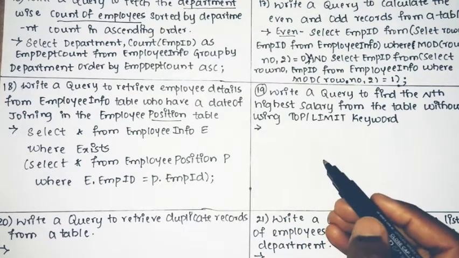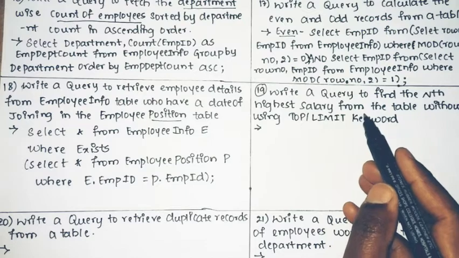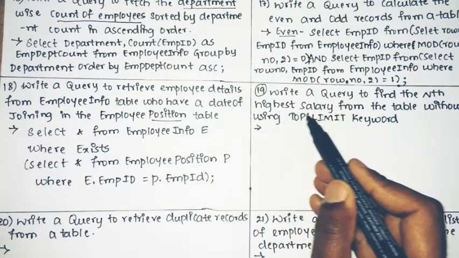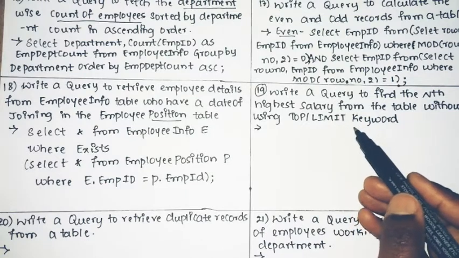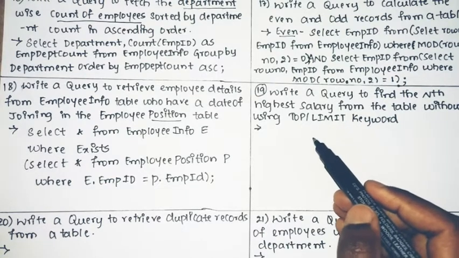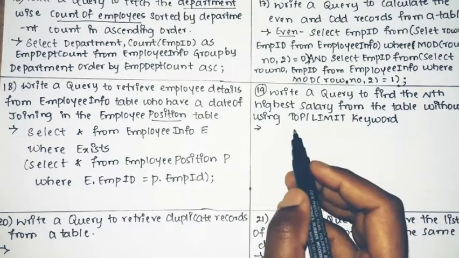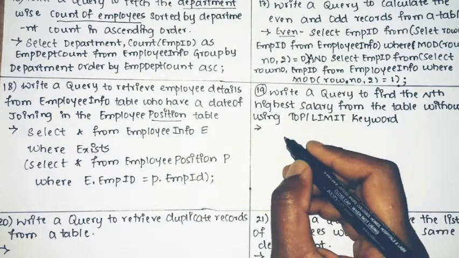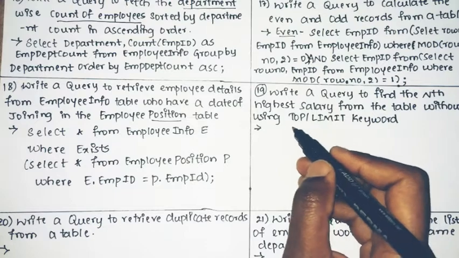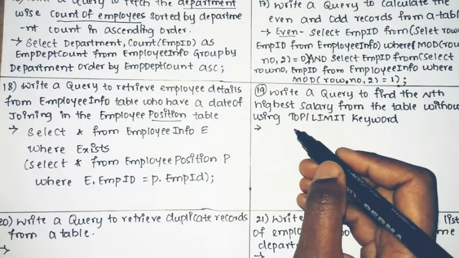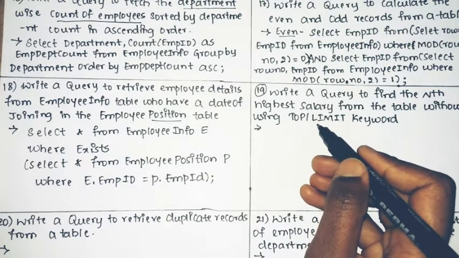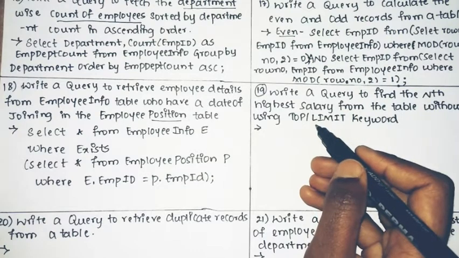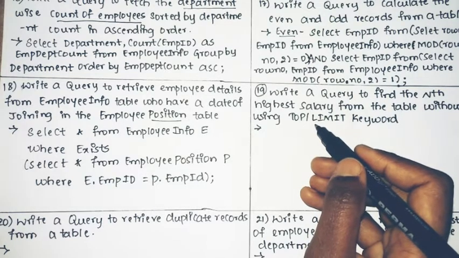Then the next query we shall see: write a query to find the nth highest salary from the table without using the top or the limit keyword. So here you are not going to use the top or the limit keyword. Without that, how are you going to find the nth highest salary? Earlier, to find the nth highest salary you would use select top n salary, but here they have mentioned you must not use the top or the limit keyword. So in that case, how to write the query, we shall see.